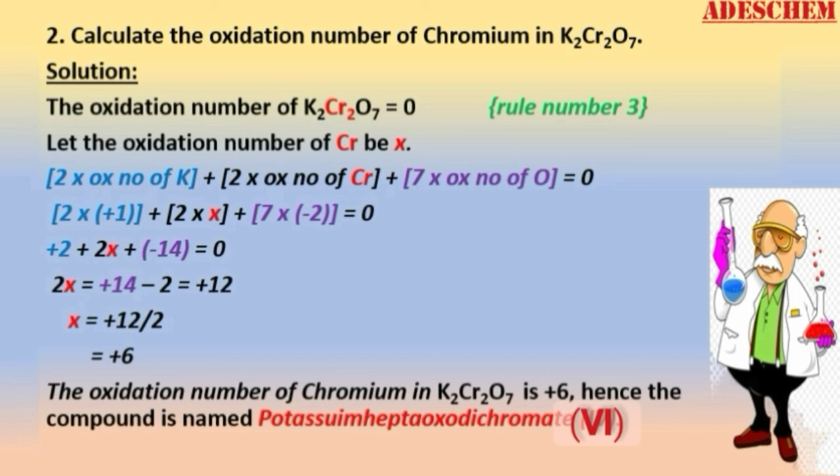Therefore the compound is going to be named as potassium hexaoxo carbonate 6. Let's see another example, example 3.